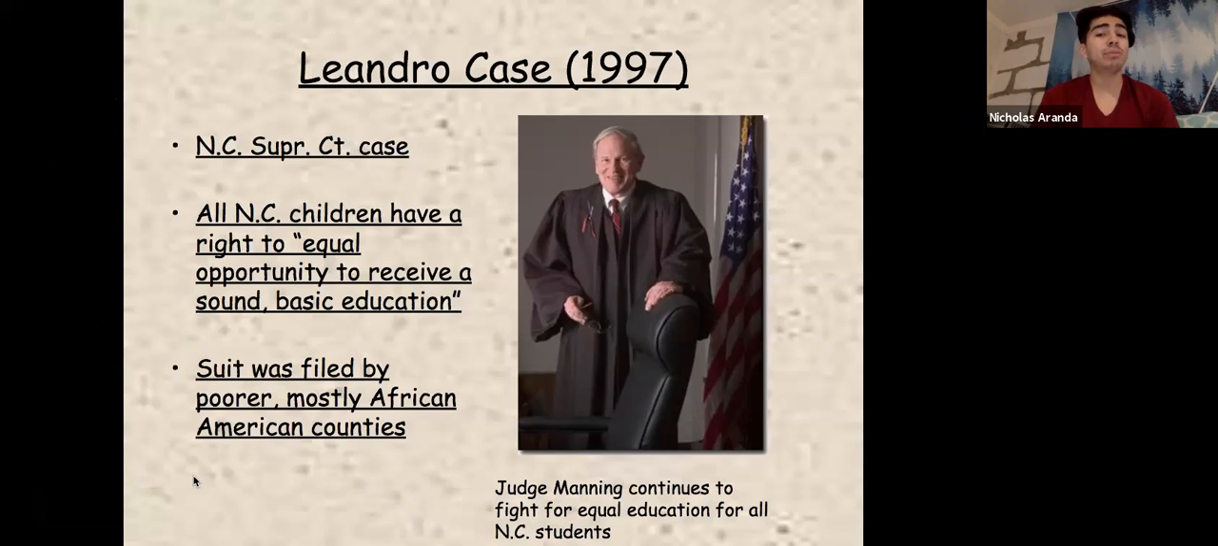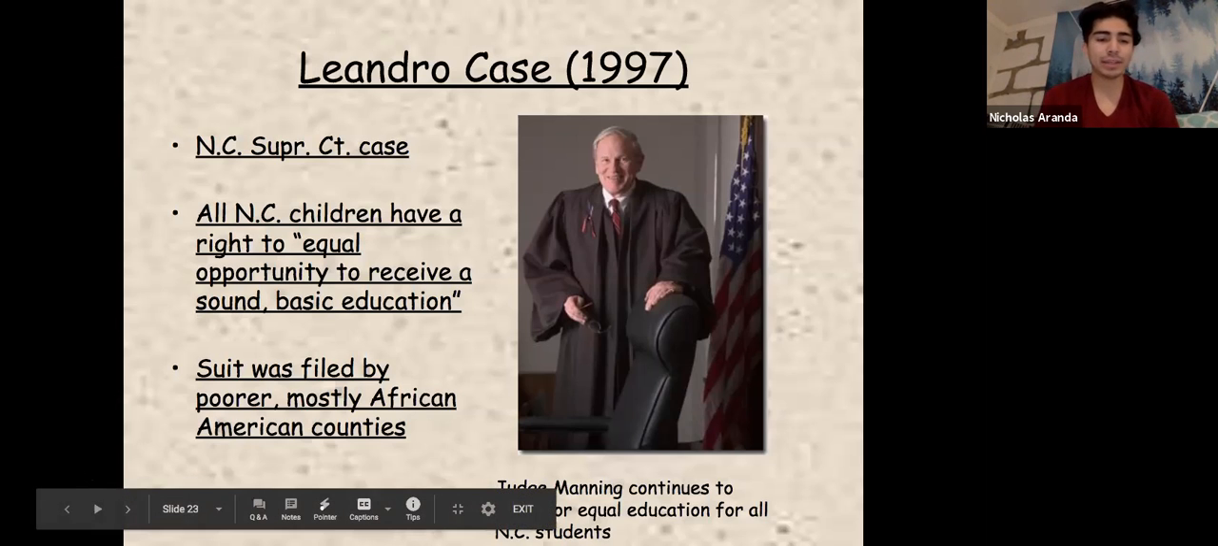This North Carolina Supreme Court case in 1997 ruled for the state that all NC children have a right to equal opportunity to receive a sound basic education, and the suit was filed by mostly poorer children, mostly African-American counties, and Judge Manning continues to fight for equal education for all students. I think he may have actually recently passed away. Perhaps he did not, but I think he may have.